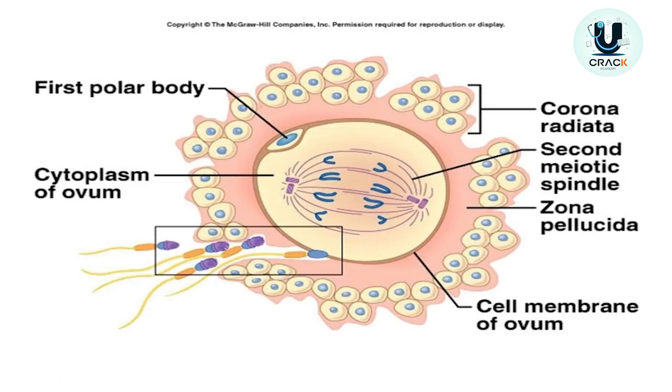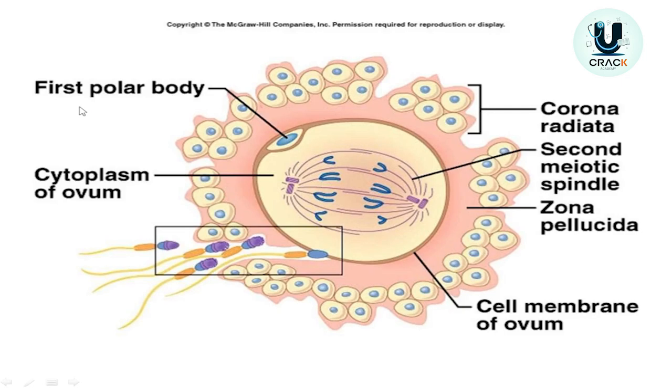Look at this one. First polar body, cytoplasm of the ovum. You can see the ovum here. You can also see the second meiotic spindle and the cell membrane of the ovum.